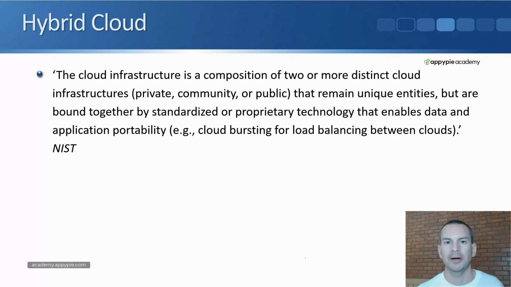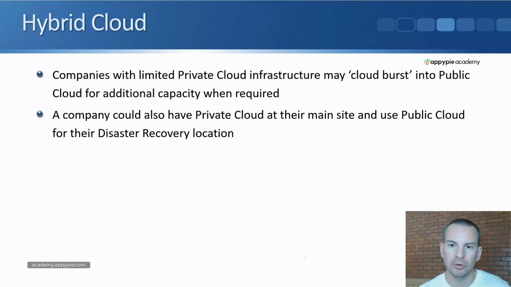The final model we have is hybrid cloud. This is defined by NIST. The cloud infrastructure is a composition of two or more distinct cloud infrastructures, private, community, or public, that remain unique entities but are bound together by standardized or proprietary technology that enables data and application portability. For example, cloud bursting for load balancing between clouds. Let's have a look at this in a little bit more detail.